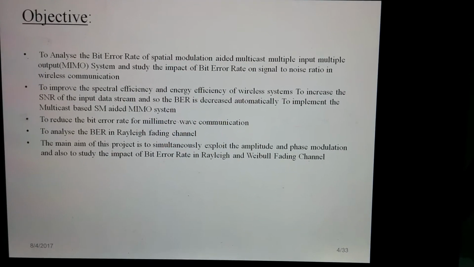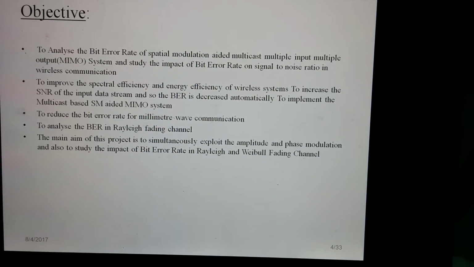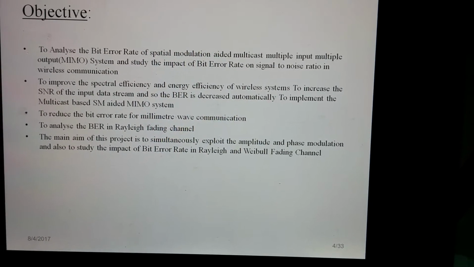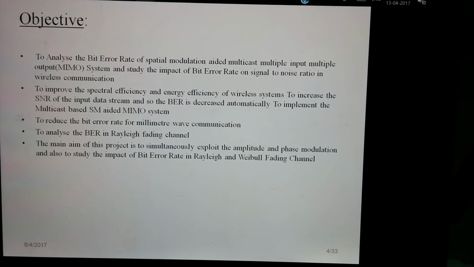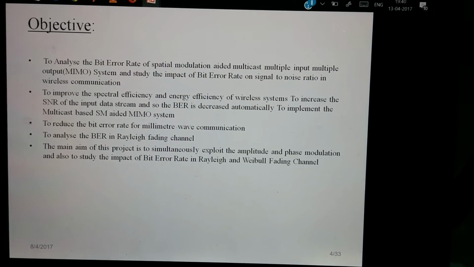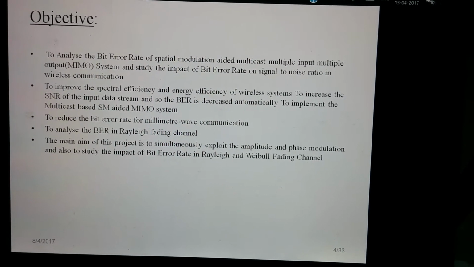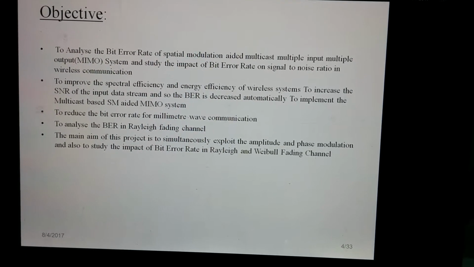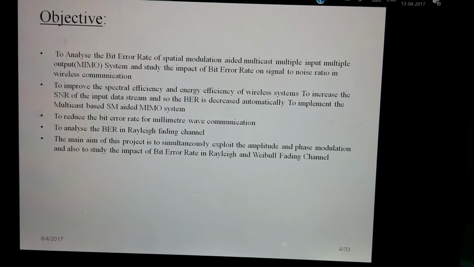The main aim of our project is to analyze the bit error rate of the spatial modulation aided multicast multiple input multiple output system and study the impact of bit error rate on signal to noise ratio, which is SNR. To improve the spectral efficiency and the energy efficiency of a wireless system, we increase the SNR of the input data stream, and so the BER is decreased automatically. To reduce the bit error rate for millimeter wave communication, this project is very essential.